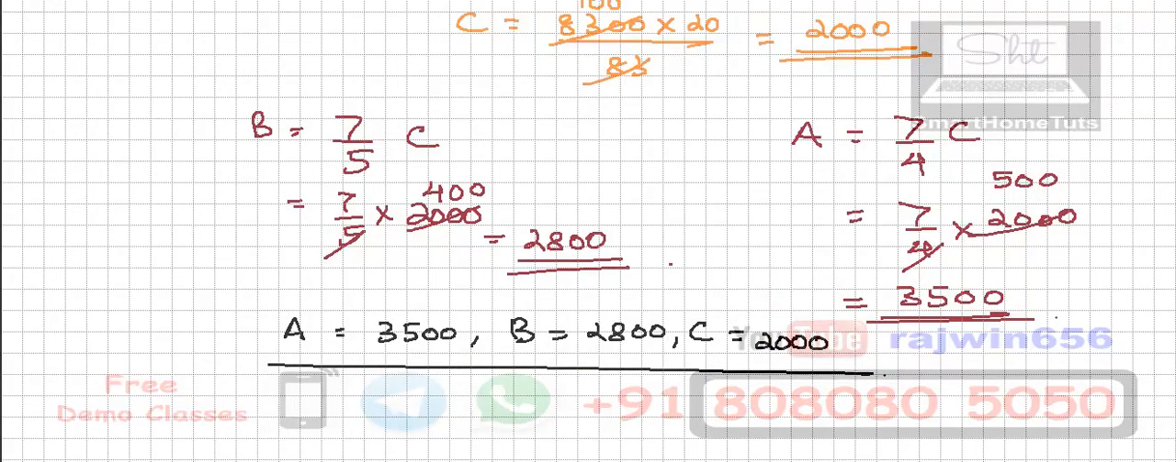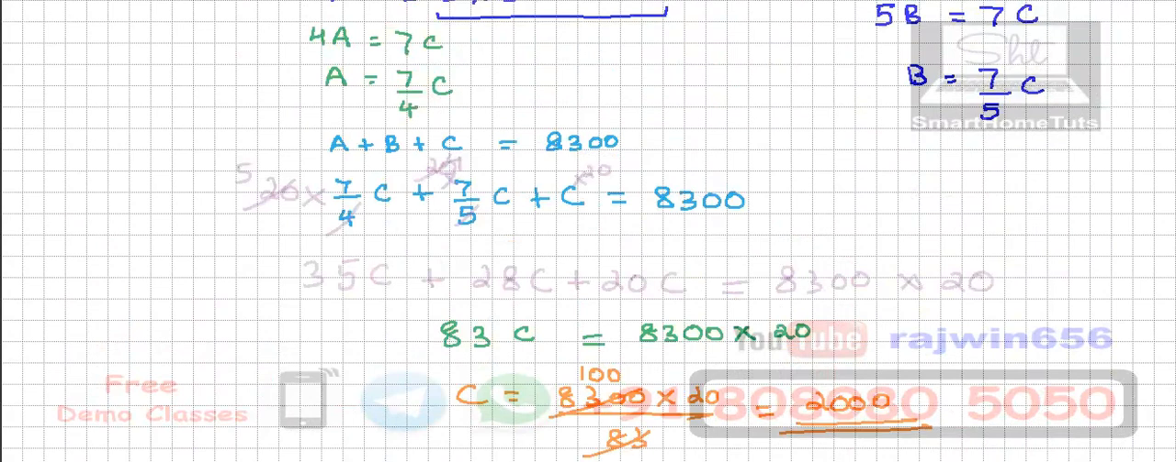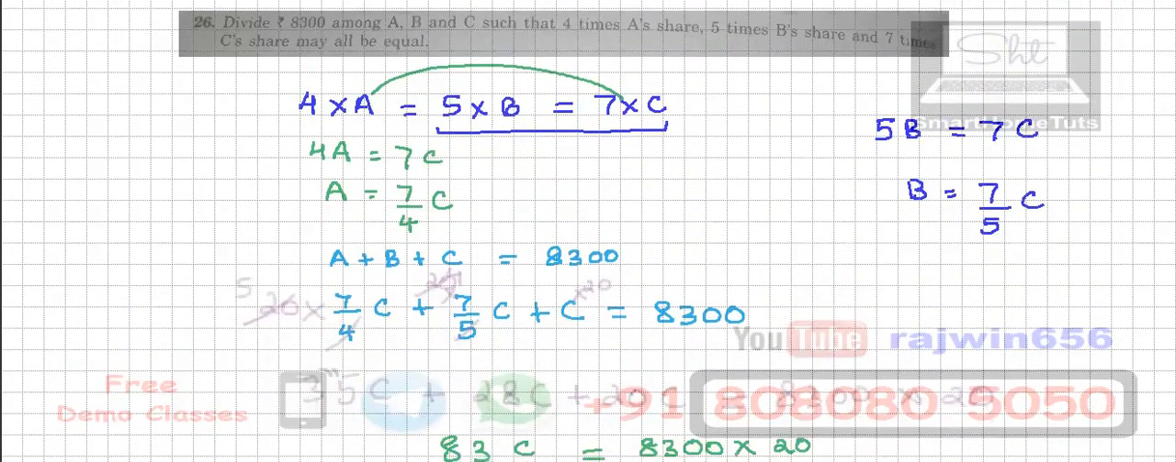Okay, quickly I will explain once again what we have done. What is given here in the question is 4 times A's share, so 4 into A, 5 times B's share, so 5 into B, and 7 times C's share, all may be equal, so 7 into C. So all three are equal. Okay, this is what we have done.